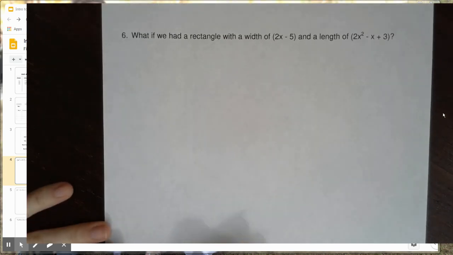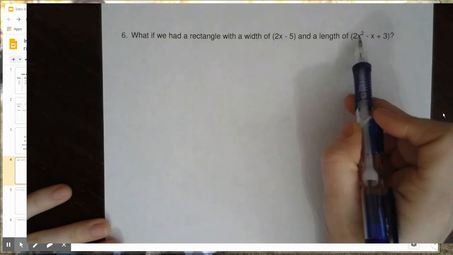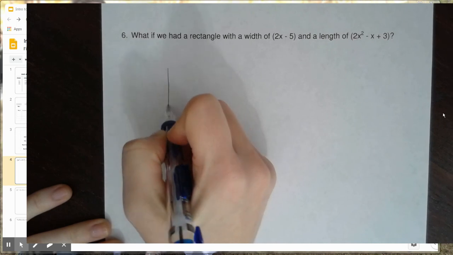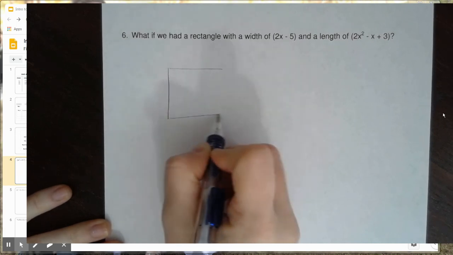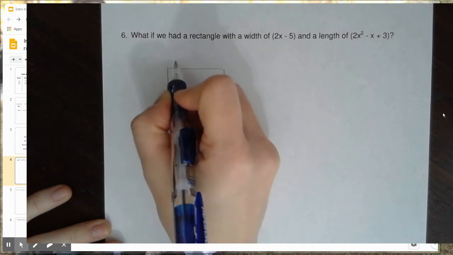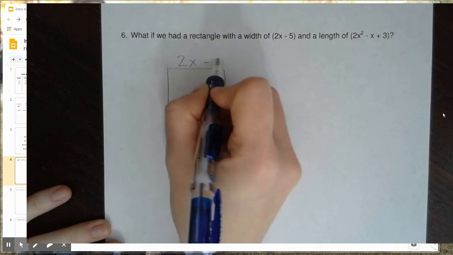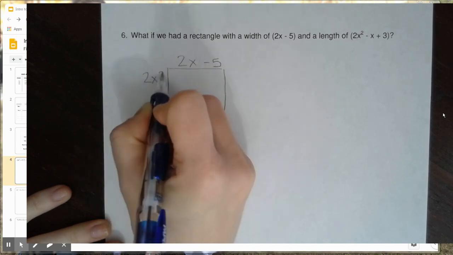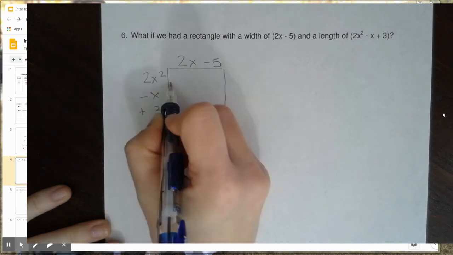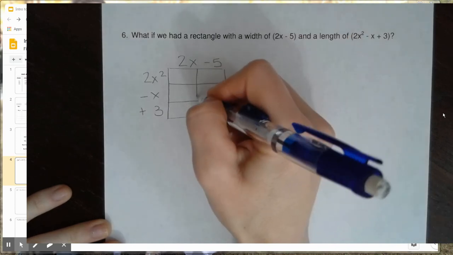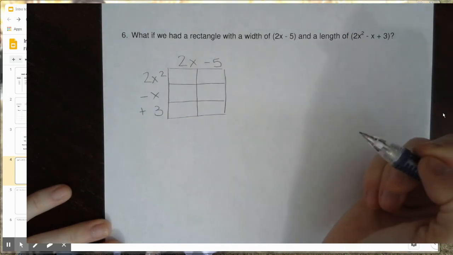Last question for this. I have the same side, 2x minus 5, but now I have 2x squared minus x plus 3. So now, it doesn't matter if you do 2x squared minus x plus 3 across the top or along the side. You will end up with the same result in the end. Now instead of 4 boxes, we are going to have 6.